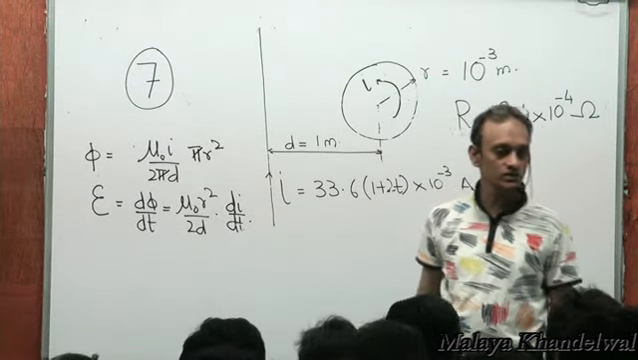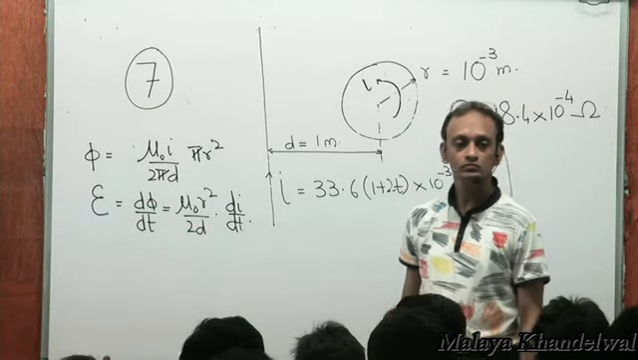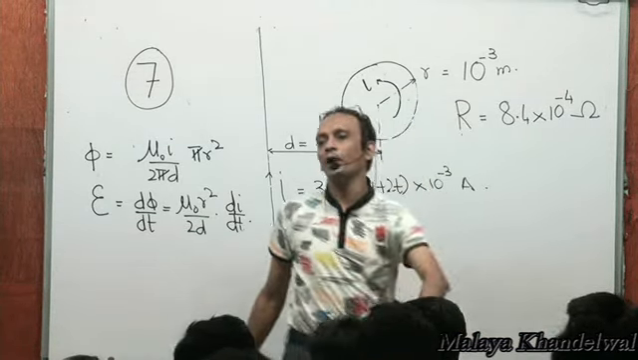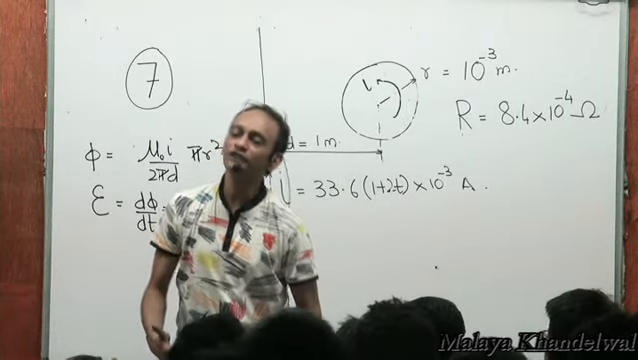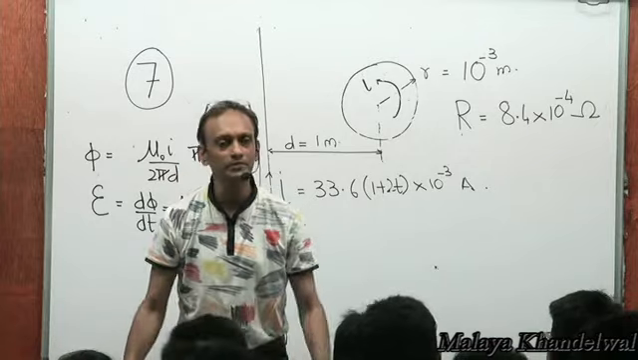Are you all okay with this? Is there any confusion? No? Okay, let me solve the problem. Prakhar is saying, what if the radius was not small compared to d? Let me solve the problem that way then.